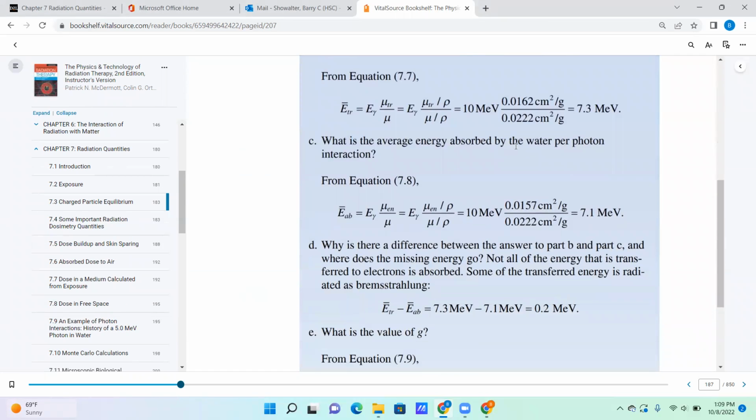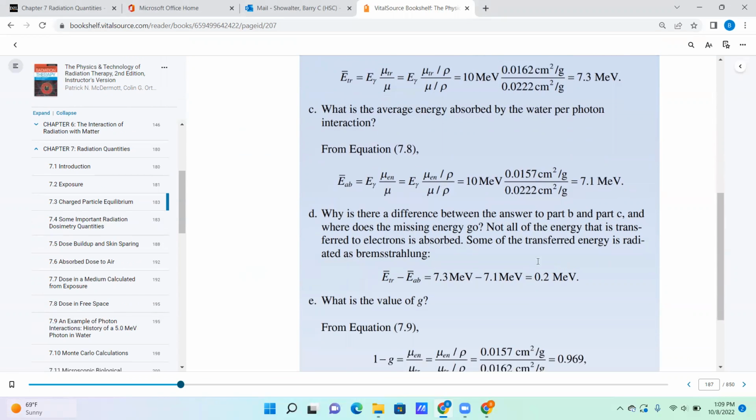What is the average energy absorbed by the water per photon interaction? Well, we'll use this particular formula. Again, we have these particular values here. We substitute them in, and we come up with this.